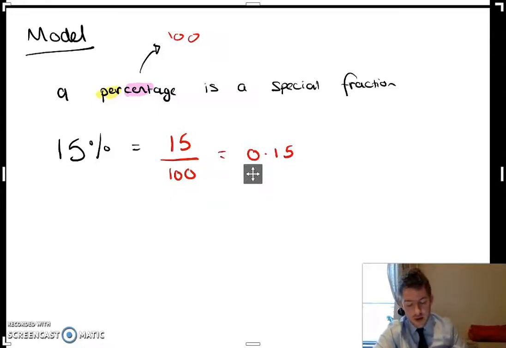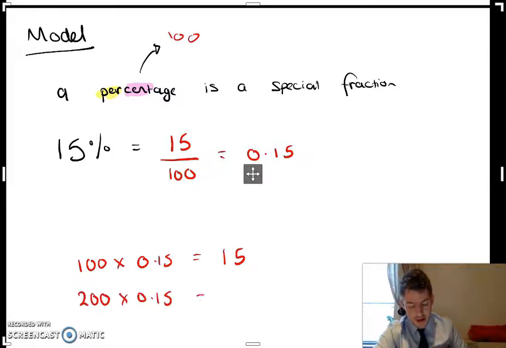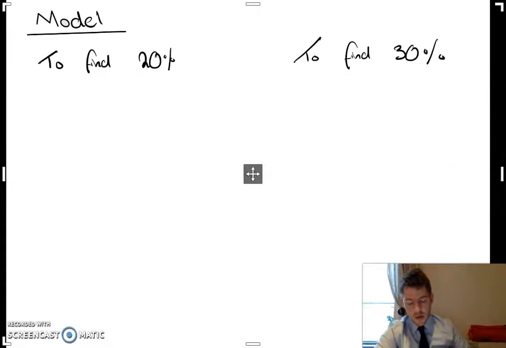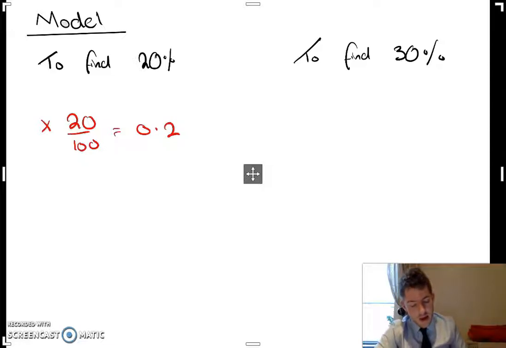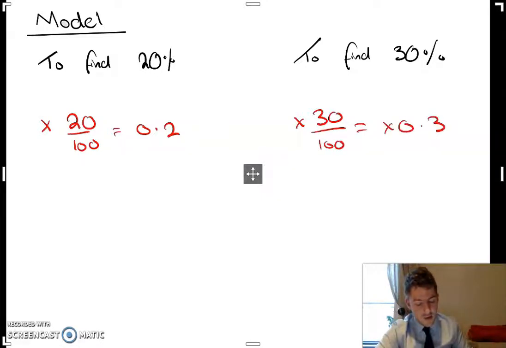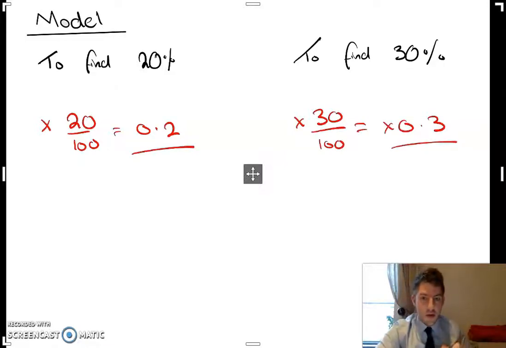So if I wanted 15% of 100, I'll do 100 times 0.15 equals 15. 15% of 200, times it by there, and there you are. And that's all we're looking for with percentages. So let's do two more examples. If I want to find 20% of something, we're going to multiply it by 20 over 100, and that equals 0.2. Again, if I want to find 30% of something, I'm going to do times the fraction, and that's going to equal times 0.3. And that's what we're looking for with our multipliers.